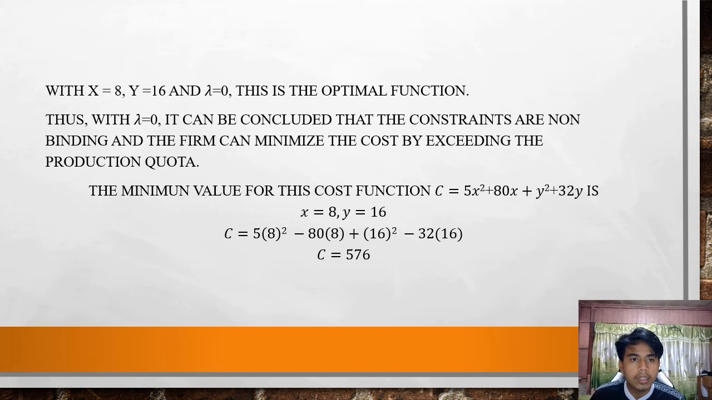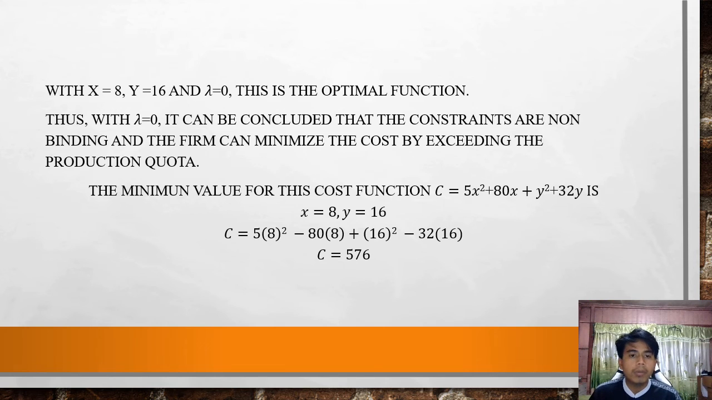For the next slide, with x equal to 8, y equal to 16 and Lagrange equal to 0, this is the optimal function. Thus, with Lagrange equal to 0, it can be concluded that the constraints are non-binding and the firm can minimize the cost by exceeding the production quota.